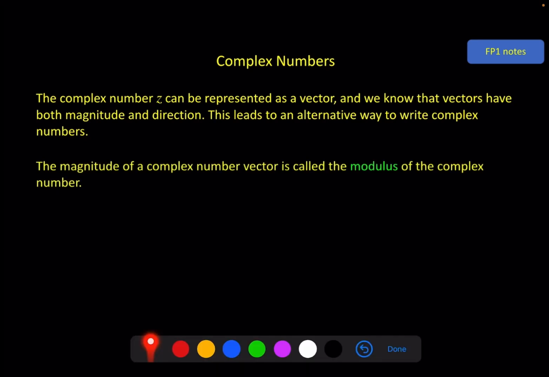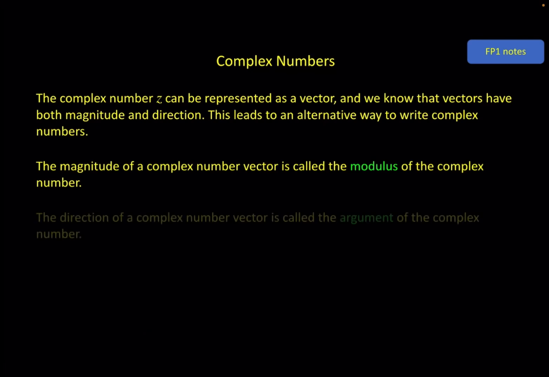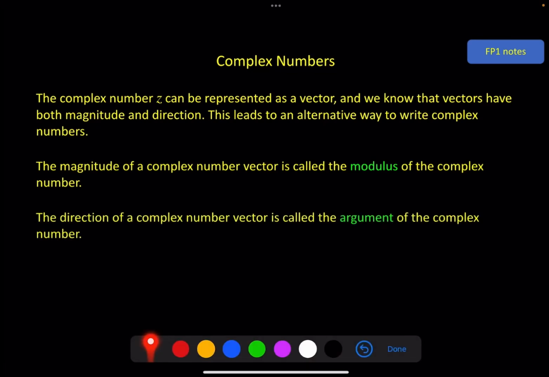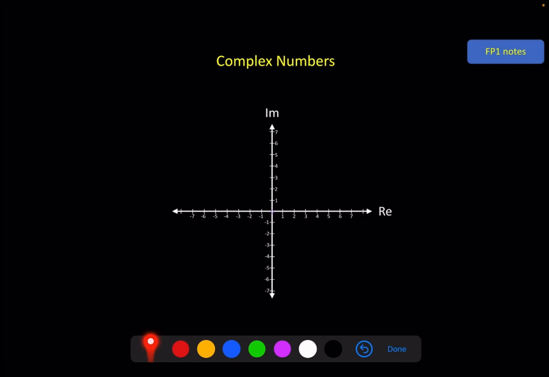We have specific terminology though, because they are complex numbers. We call the magnitude of a complex number vector the modulus, and we call the direction of a complex number vector the argument. And obviously this is where the term modulus-argument form comes from. So let's look at where these are.